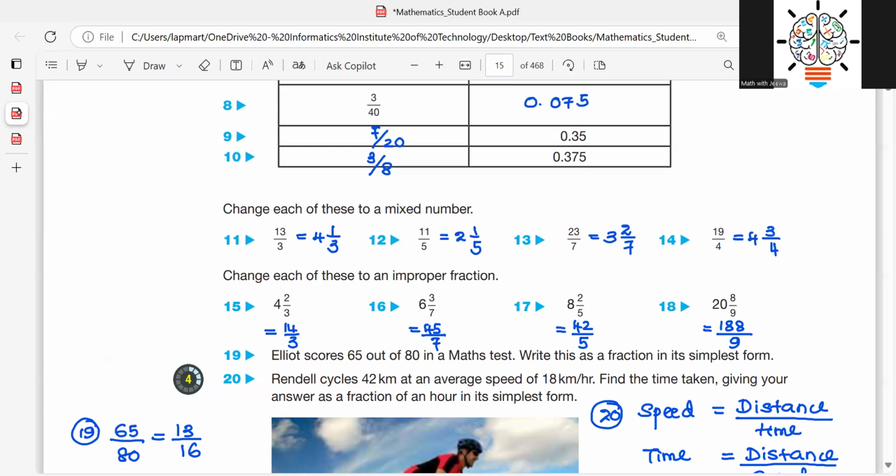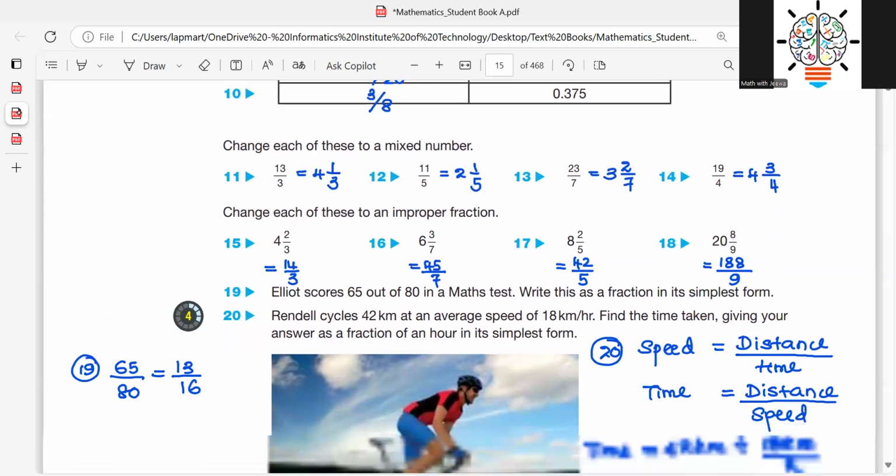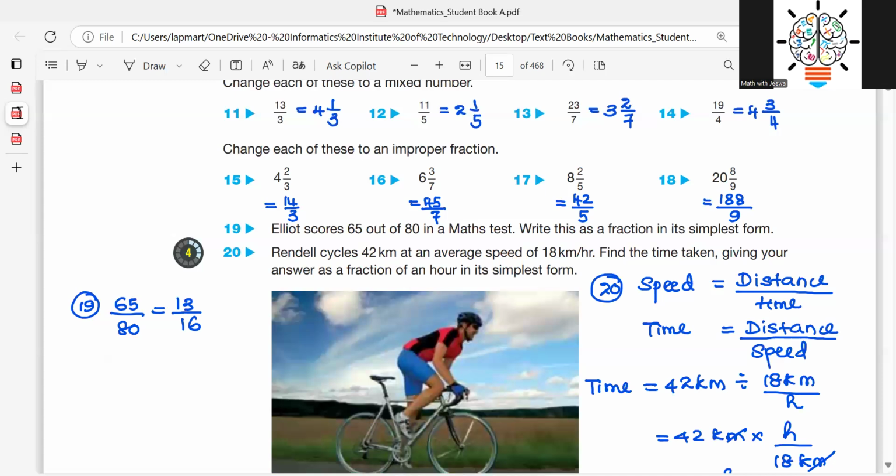Some students are just sending the doubts, saying teacher, how to do this, and I don't know whether they have typed it correctly, whether they have sent the correct question. You just want to mention the page number, the exercise number and the question number.